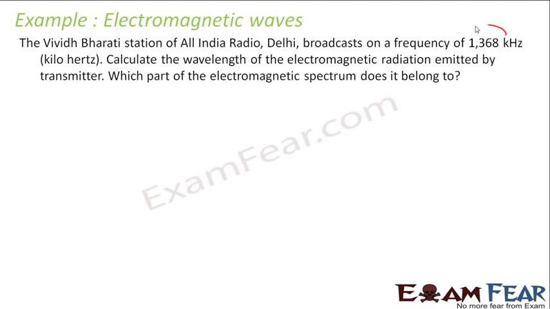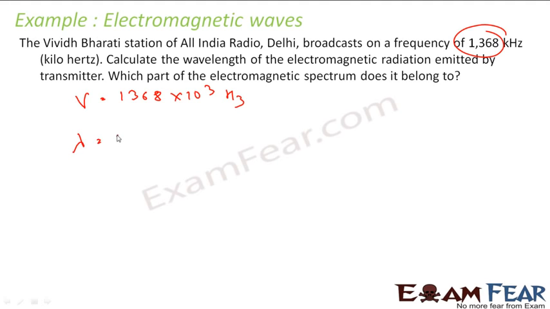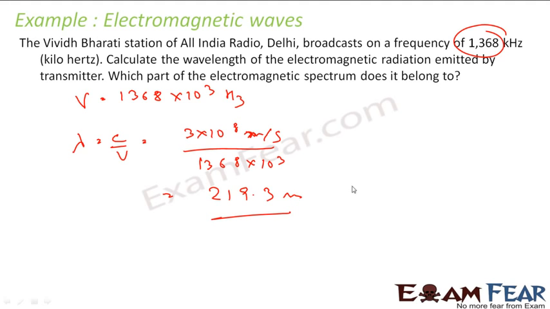The Vivid Bharati station of Delhi broadcasts a frequency of this many kilohertz. We have to find the wavelength of electromagnetic radiation emitted, and find which part of the electromagnetic spectrum it belongs to. The frequency is given as 1368 kilohertz. Lambda is c by ν, we know that. c is speed of light, 3 into 10 to the power 8 meter per second, by ν, 1368 into 10 to the power 3 hertz. You solve this, you get 219.3 meters, and that is my answer. So it comes in the radio waves.